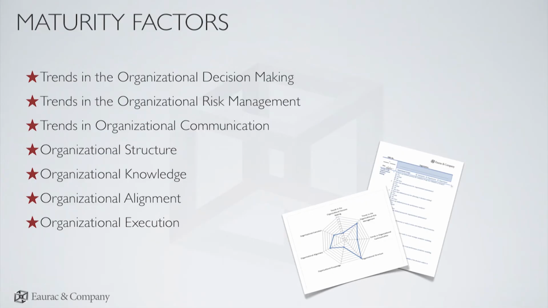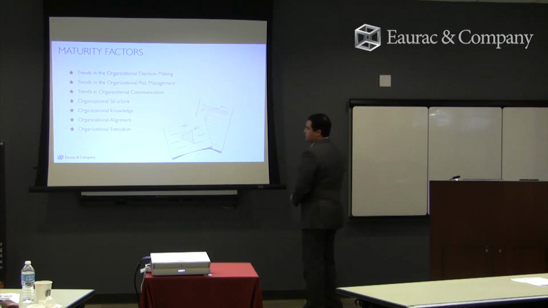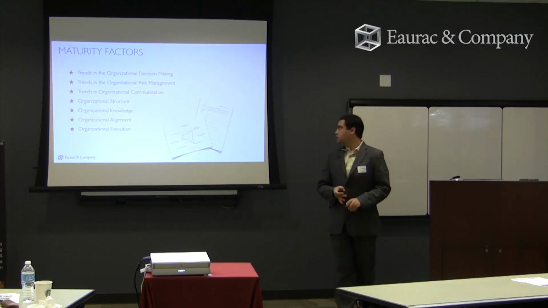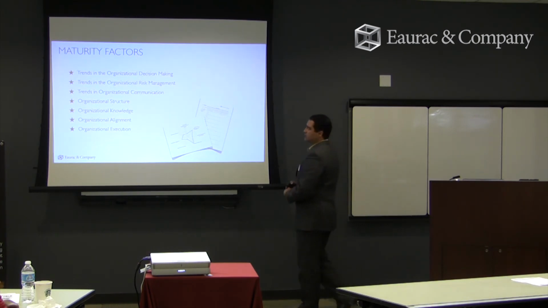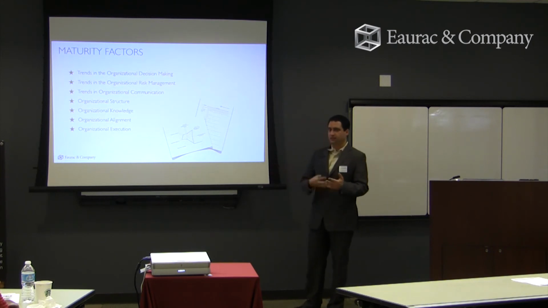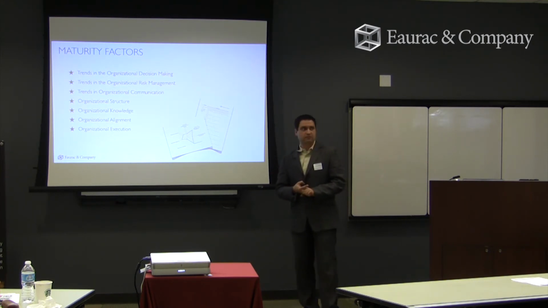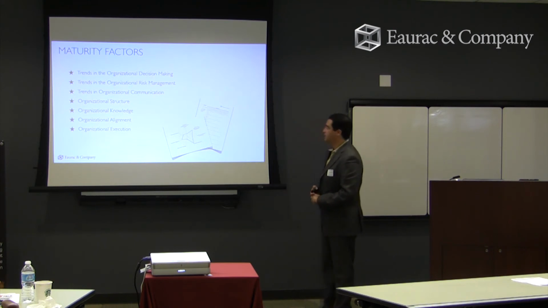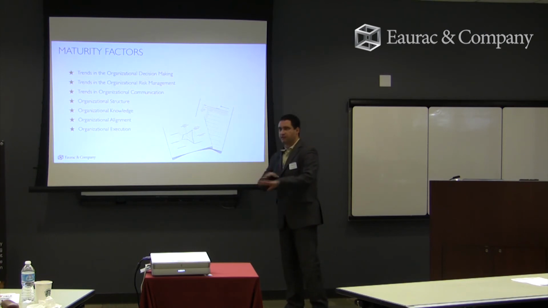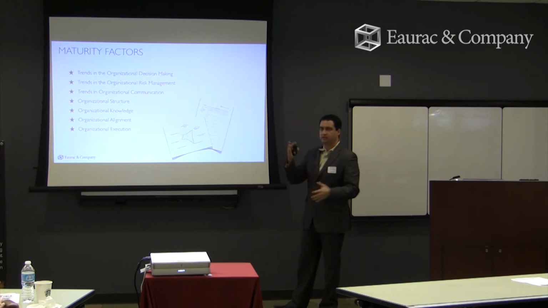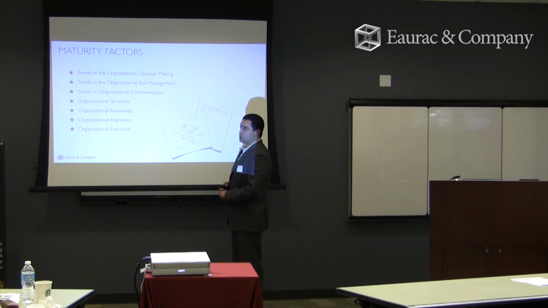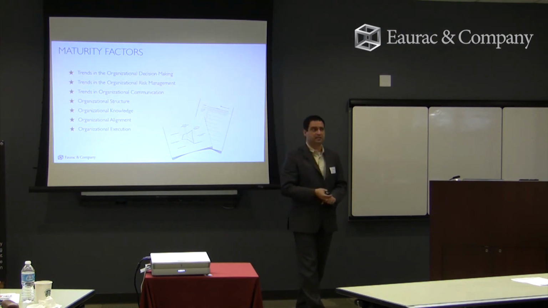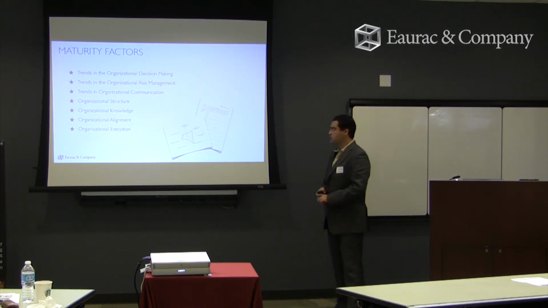And for us to determine the maturity of the organization, we look at the trends on organizational decision making, how we make a decision in an organization, and how we deal with risk management. Are we just taking risks without knowing what the impacts are? Do we know what type of risk we are up against? The communication in the organization, the structure of the organization, whether it's very flat or very hierarchical, with too many bosses and some Indians, or vice versa. Organizational knowledge, how knowledge is being created, disseminated and protected in the organization.